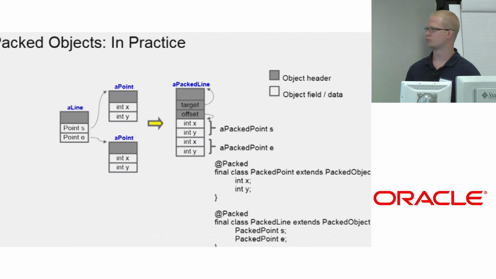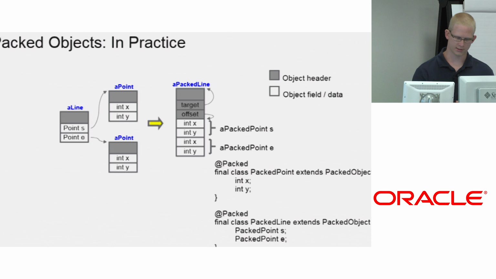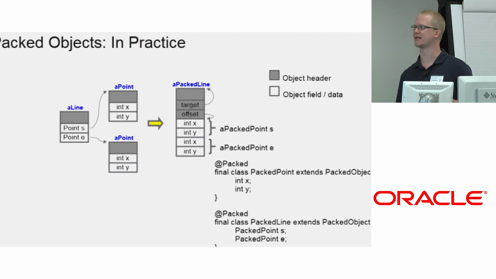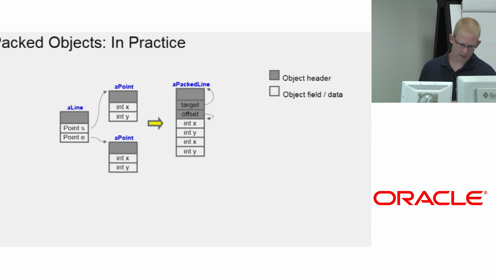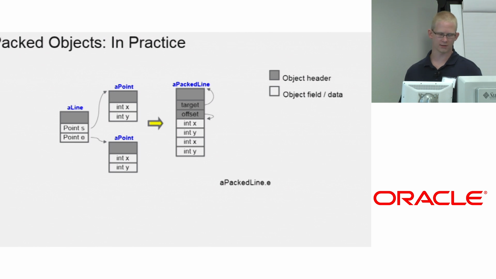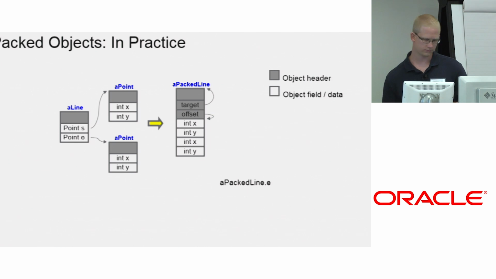And the code looks pretty reasonable for Java code, right? It seems to be the code you would want to write. Though it does have a couple of @Packed annotations. All right, so going back to just this, if I want to then access one of my points in here, how do I do that? How does the model work? So I write the code that says a packed line dot e, and I want that to be that second point.